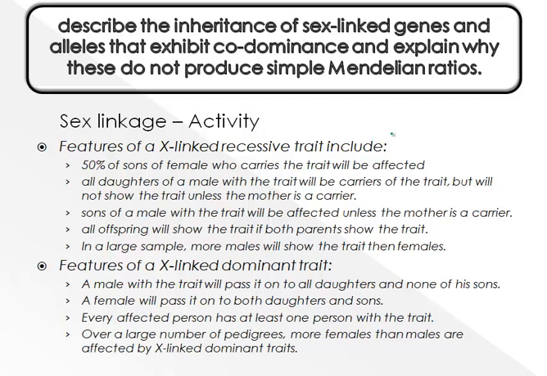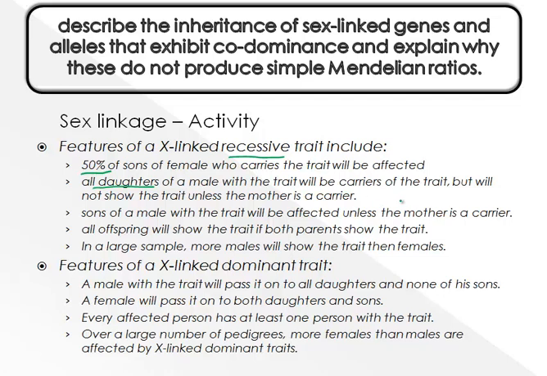We're going to look at a summary of how X-linked genes are passed on from generation to generation. Features of an X-linked recessive trait include, things that we can work out, that 50% of sons of a female who carries the trait will be affected. So if a female carries the trait, 50% of sons will be affected. All daughters of a male with the trait will be carriers of the trait. Because the male only carries 1 X chromosome, if he has it, all the daughters will carry the trait if it's recessive. But they will not show the trait unless the mother carries the trait as well.